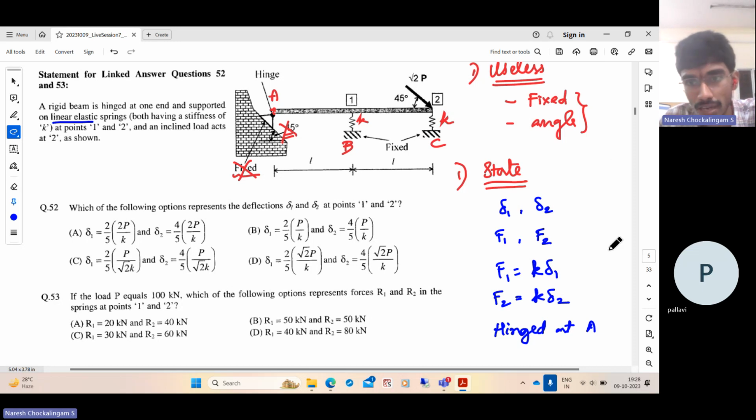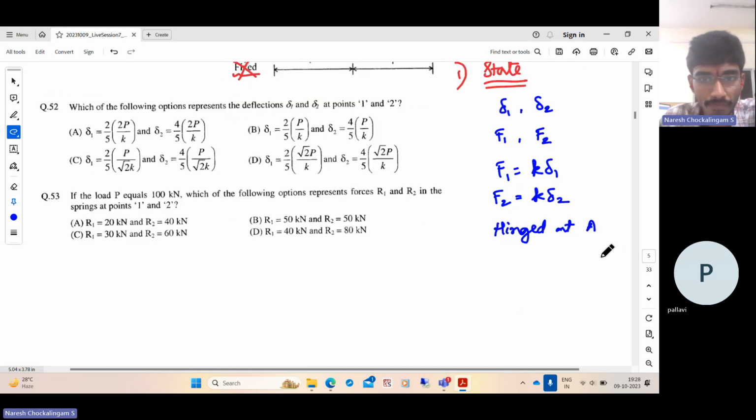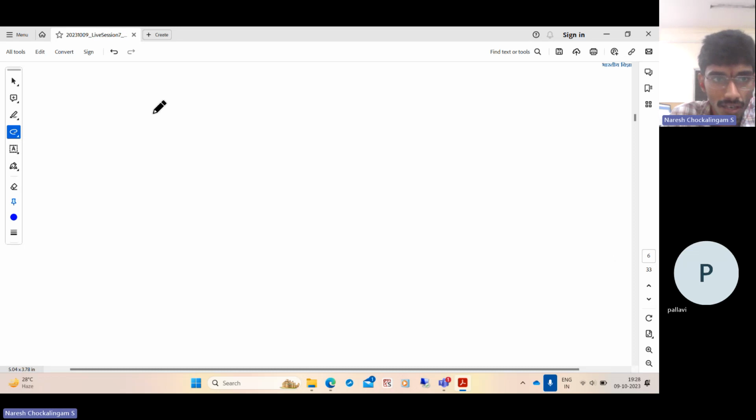The next step, as usual, is to isolate the body and draw the free body diagram. So let me go to the next page. This is what the beam looks like.